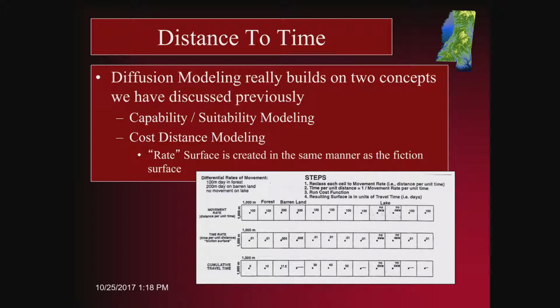In any case, in this example, just so that it's an easy number for people to think about, we've got 100 meters per day in a forest. On bare land, it can travel faster, 200 meters per day on barren land. It can't travel through lakes, so we would code those no data. All right?